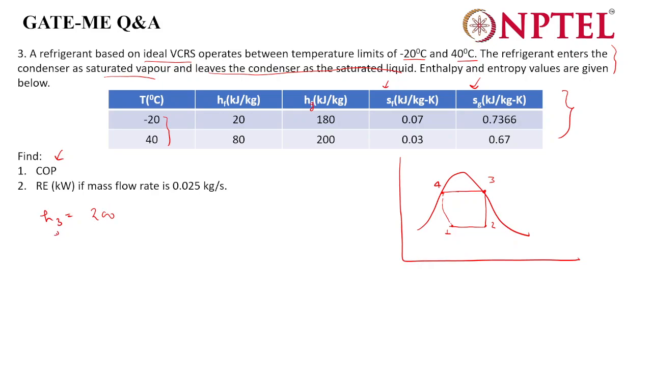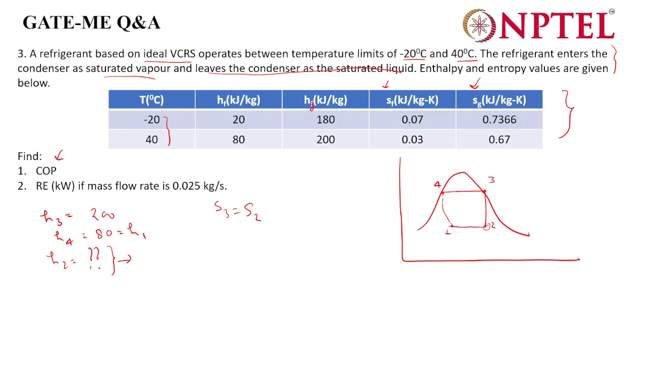And what is H4? It is similar to H1. So need to find H2. But how to find H2? First you have to find the dryness fraction here, right? How can you find the dryness fraction? Because it is isentropic compression, S3 would be equal to S2. Follow the pattern I did last time. If you need to find H2, then this entropy would be the same.